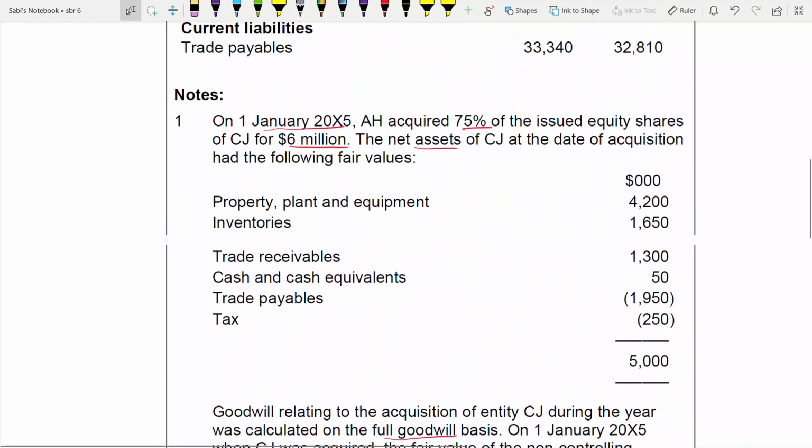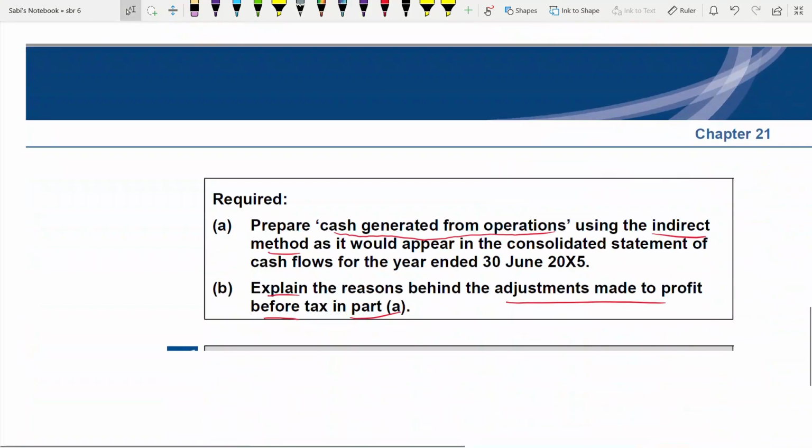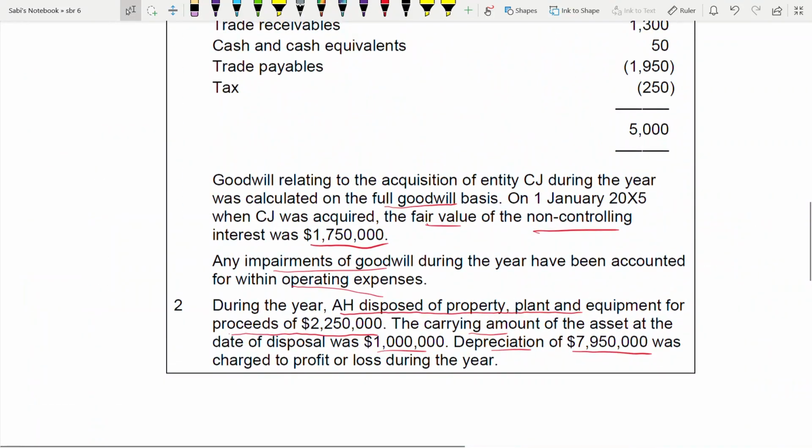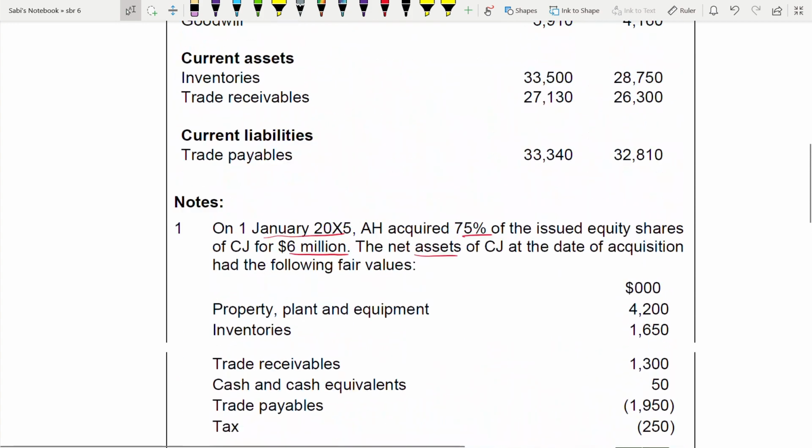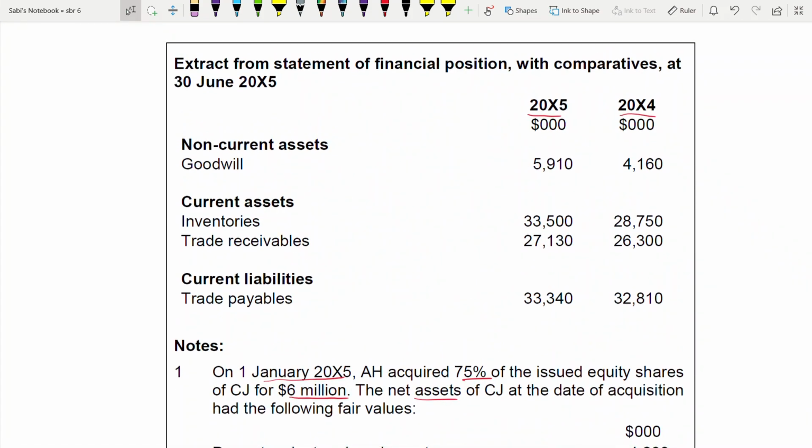So how many things are there? Two. One is regarding goodwill, the other one is regarding disposal of property, plant and equipment. So now, how do you approach this question? If I ask you this question, you have been told which method to use. How do you do this?